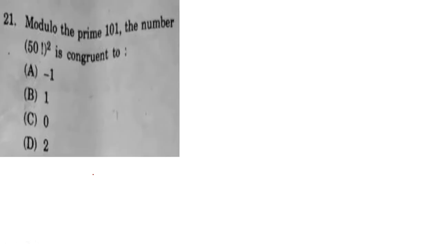Now next: modulo the prime 101, the number 50 factorial squared is congruent to what? This question is slightly difficult, and we will check which option is correct. Here I will write 50 factorial squared as 50 factorial into 50 factorial, and this is equal to some number modulo 101.